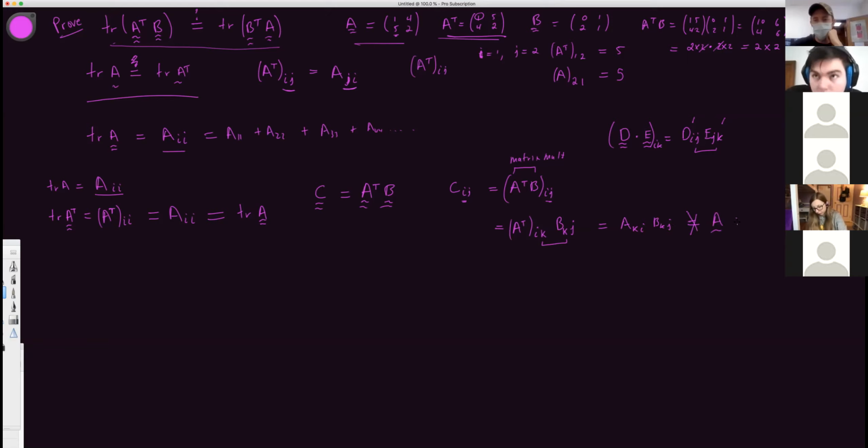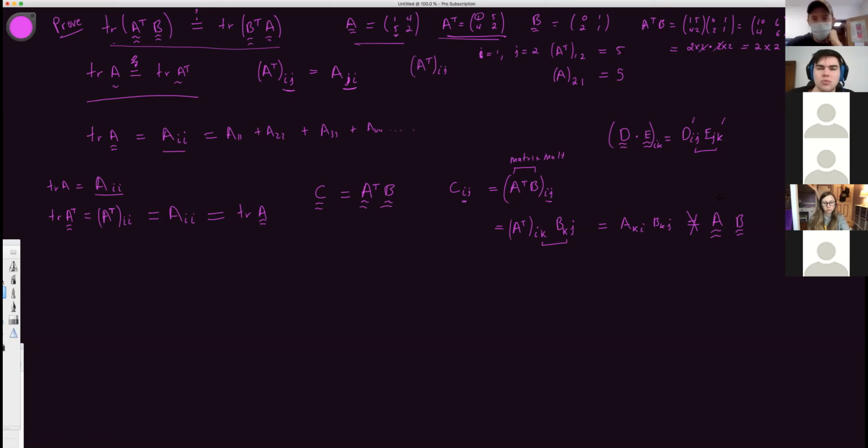Now I want to point out that I cannot write this as A matrix multiplied by B. That is not true here. So someone tell me why that is not the case. Because it's different indices? Be specific. They're not summed over the same thing? Well, the K is still summed over, but what's wrong with that? It's in the wrong position. That's right, absolutely.